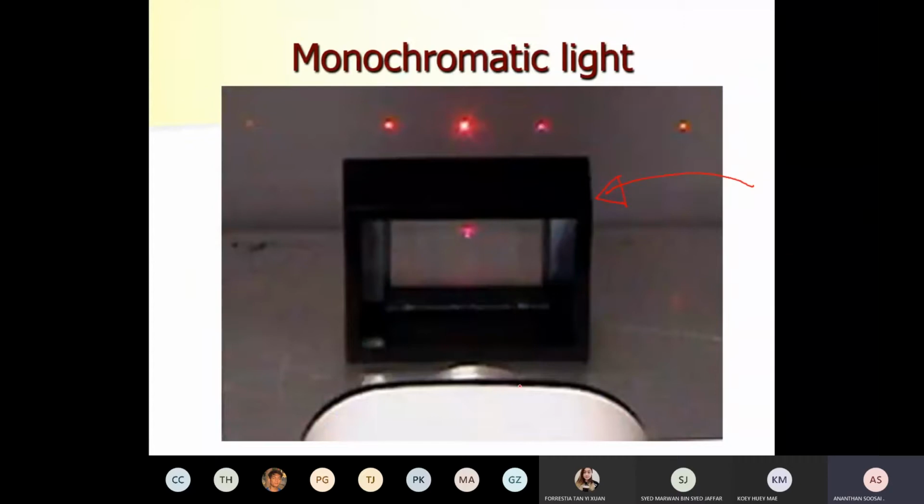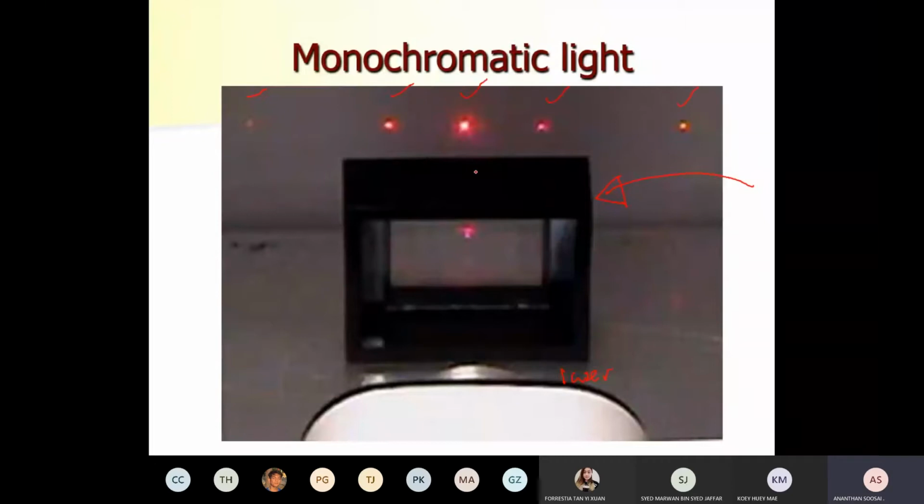What we are trying to do here: this is a laser pointer, a laser source. The laser is shined onto the diffraction grating, and it produces images on the board. These are the images on the board, formed by the diffraction grating.